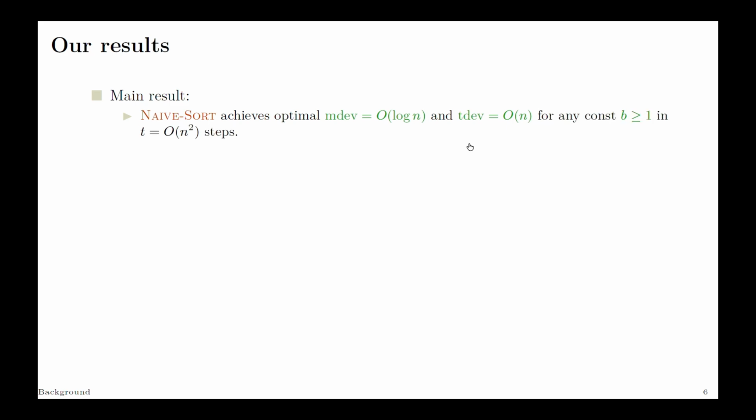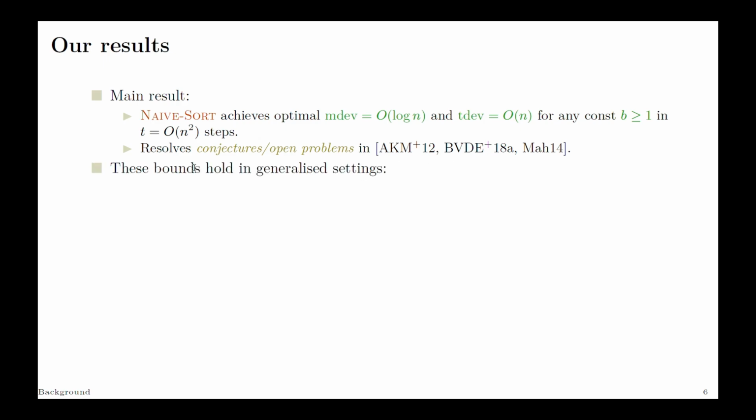So in our work, we prove that indeed naive sort achieves this maximum deviation of log n and a total deviation of O(n). And we prove this for any constant b, and it does so in a quadratic number of steps, similar to insertion sort. And this resolves the conjectures and open problems in the three aforementioned works.